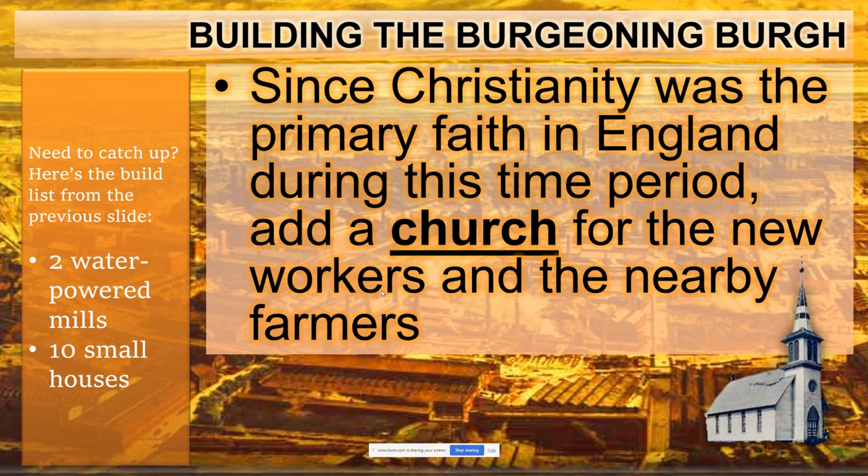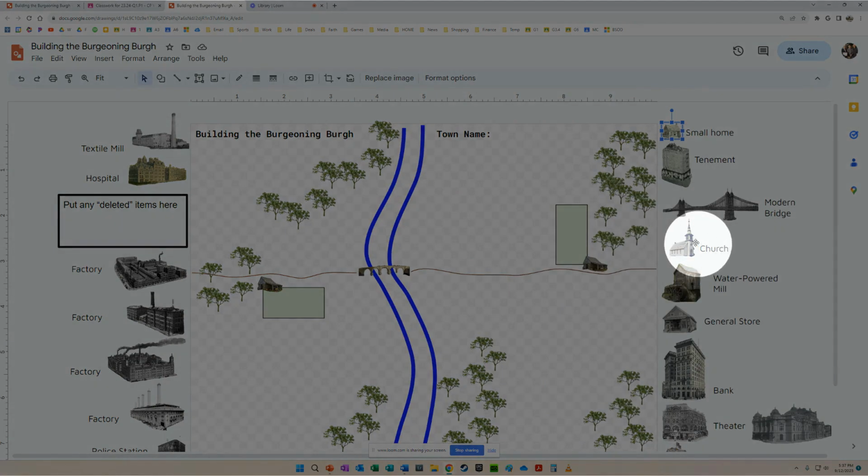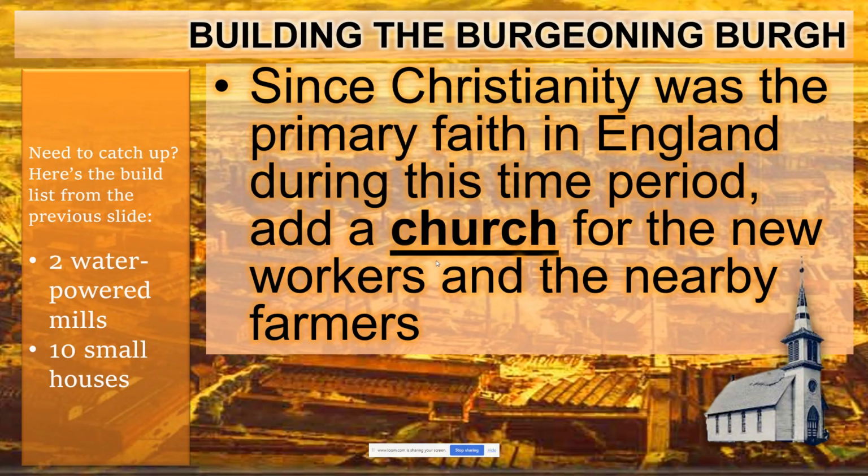So what you're going to do is add a church nearby for the workers and anyone else who would like to attend, all the farmers that are still there as well. So go ahead and find the church, which is on the right-hand side here, and place it anywhere in your town. I'm going to click and drag that church on the right and move it wherever you would like to place it.